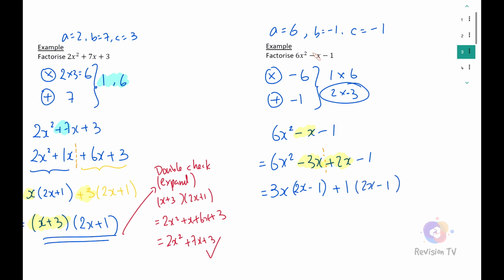Now this one is quite important because then you can put them together. Again, as I mentioned in the previous example, these two brackets should be matching. So next, I can assemble them: 3x plus 1 together, and then 2x minus 1.